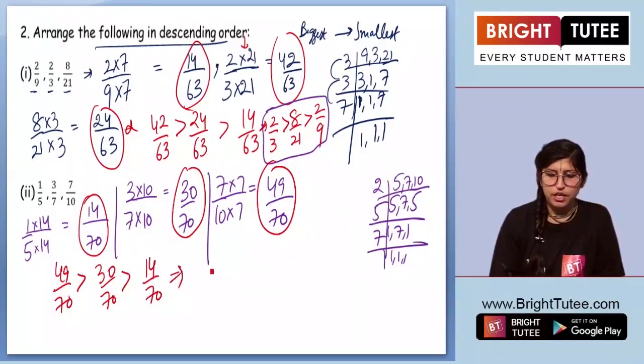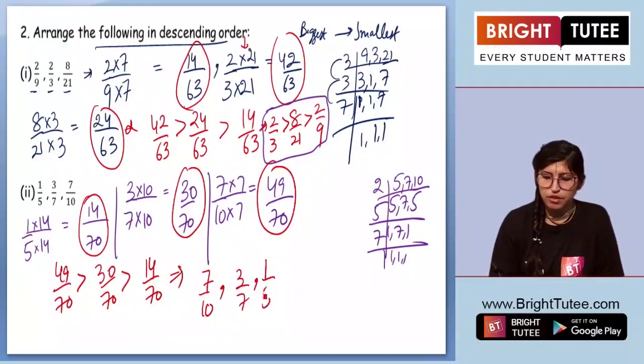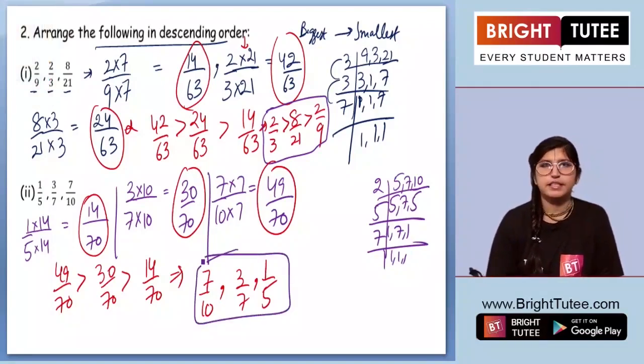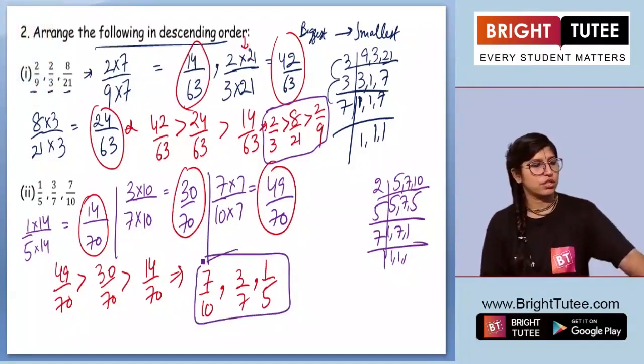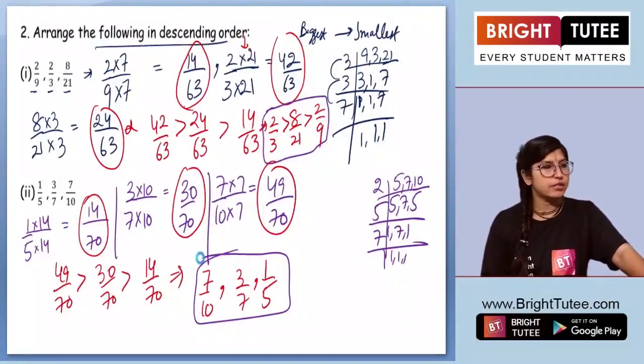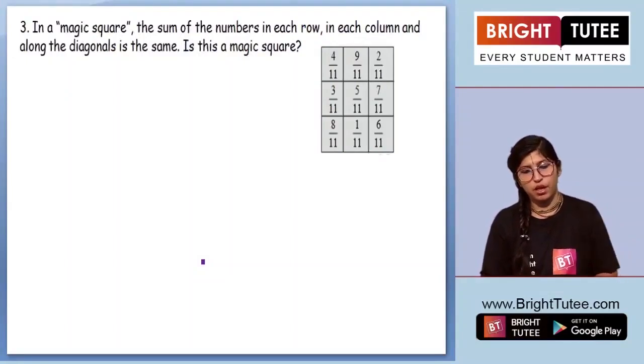So what do we get? If we need to arrange it in descending order, we'll start off with 7 by 10. Then the next one is 3 by 7. And then we have 1 by 5. So we arranged this in descending order. Now this is the second question which we did. Let's move on to the third question.